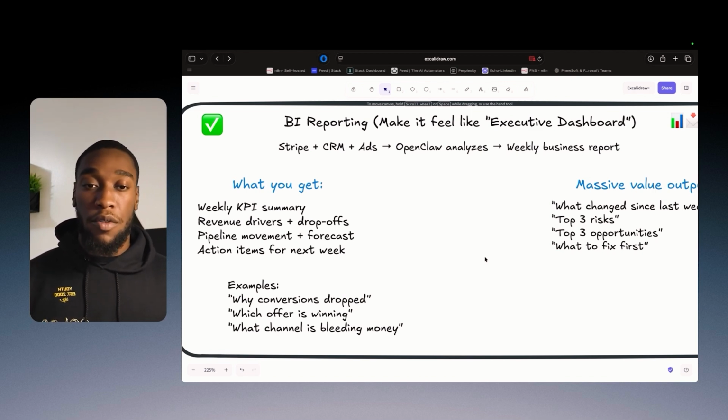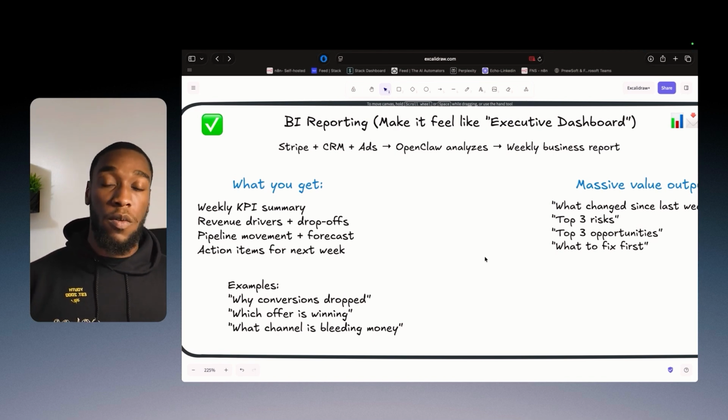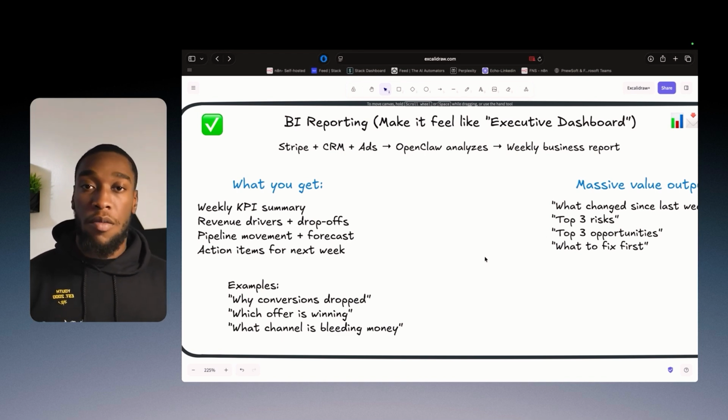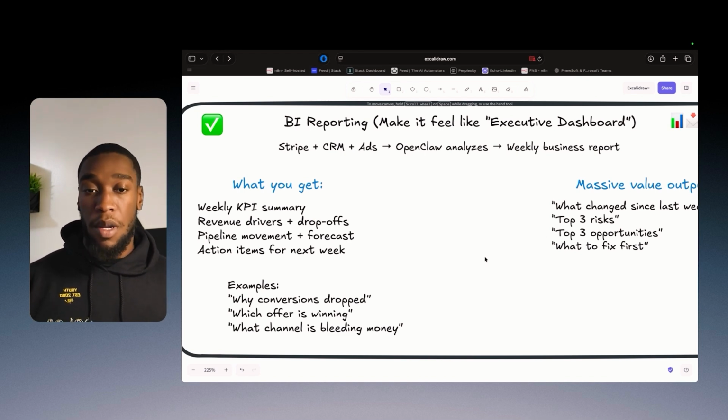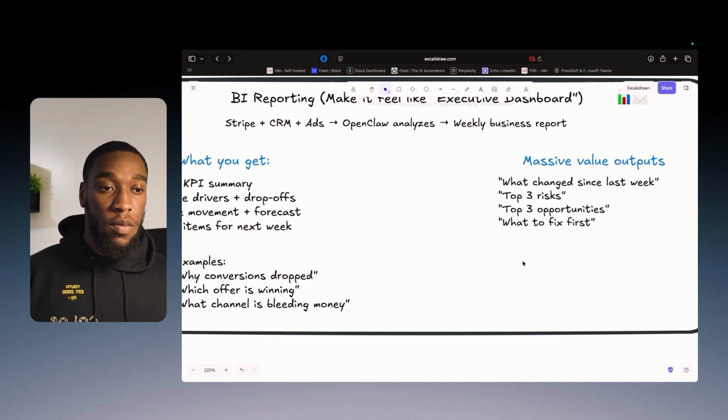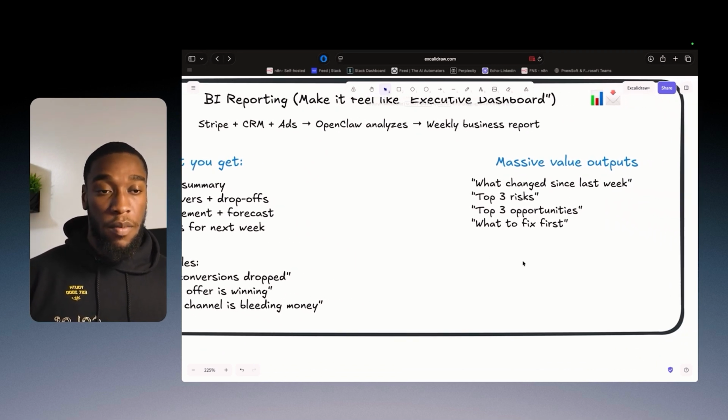So for example, we have Stripe, any CRM and ads that OpenClaw can analyze and then turn into any weekly business reporting. So what you get, like I said, weekly KPI summaries, revenue drivers and any drop-offs, pipeline movement, plus forecasts, and any action items for the next week.